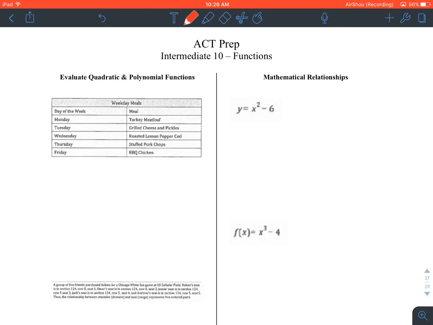Alright, intermediate 10, functions. This is going to deal with function notation, what a function is, and trig functions, which is a good topic, the old trig functions.